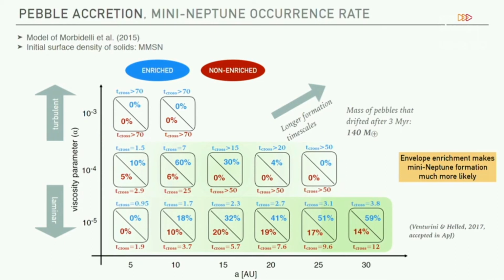When you go farther out, the growth is a bit slower, so it helps. It depends on when this crossover time is. If it's too soon, then here it's 0 because you form a gas giant. It's a very fast process at 5 AU. It's better at 30.